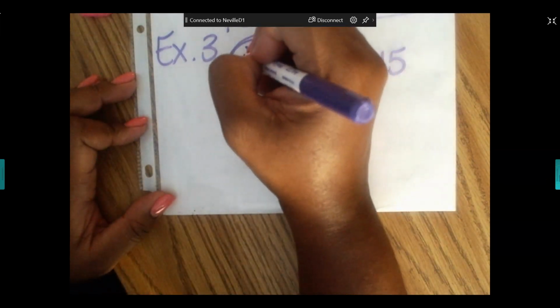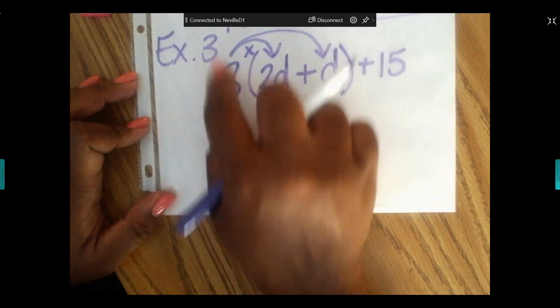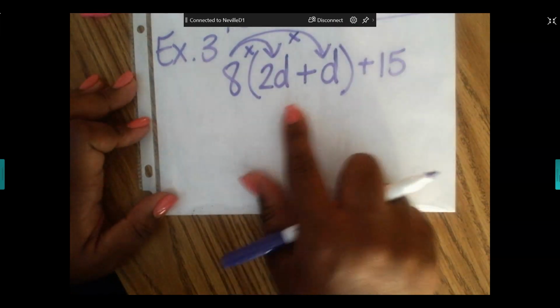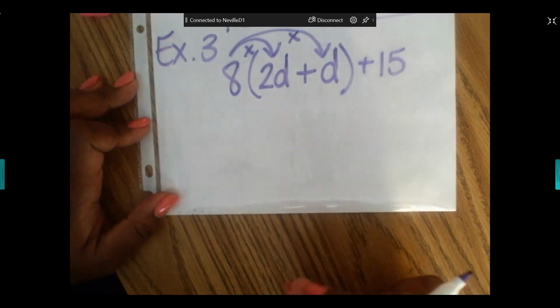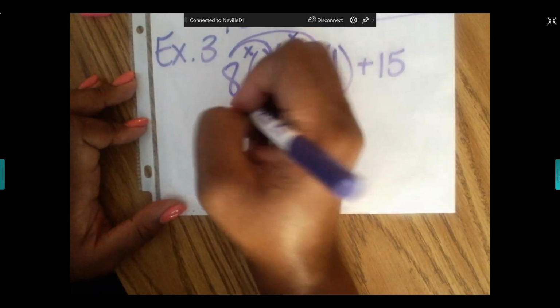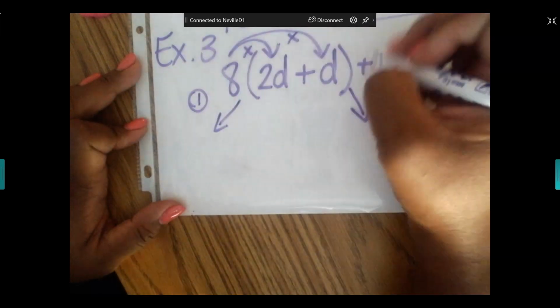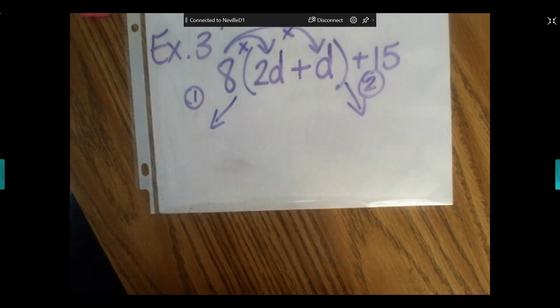So let's look here. We're going to multiply that 8 times that 2D, and we're going to multiply that 8 times that D. Did anyone add these together and then multiply? Yeah, I saw that. Taylor, Evan, very good. So what I could have done, let's do 2 arrows here. There are 2 ways you could have done this. Both ways are correct. It's up to you, really.